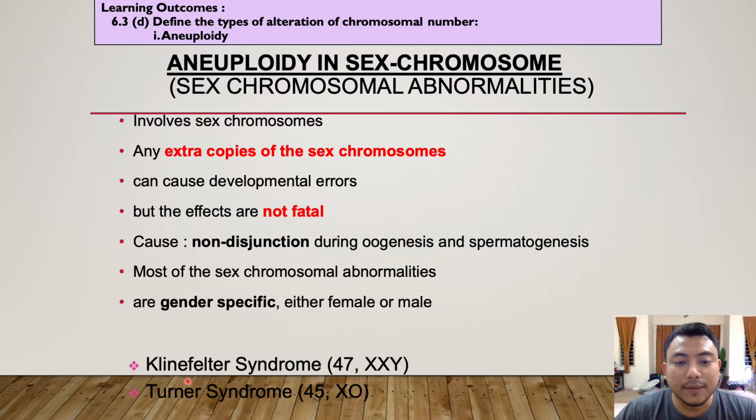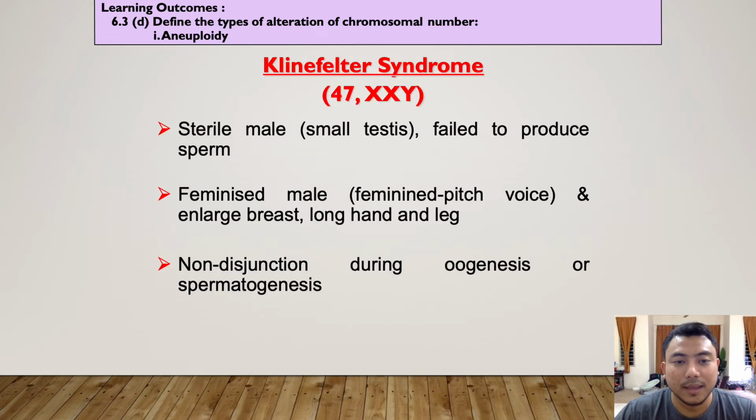So Klinefelter syndrome ni laki ke perempuan? Turner syndrome ni laki ke perempuan? Kita akan tengok selepas ini. Klinefelter syndrome, 47 XXY. So it is a sterile male. It is a male because dia ada Y chromosome, and it's sterile, maksud dia mandul. It has small testes and fails to produce sperm. Sebab tu dia adalah sterile, tak boleh hasilkan sperm.